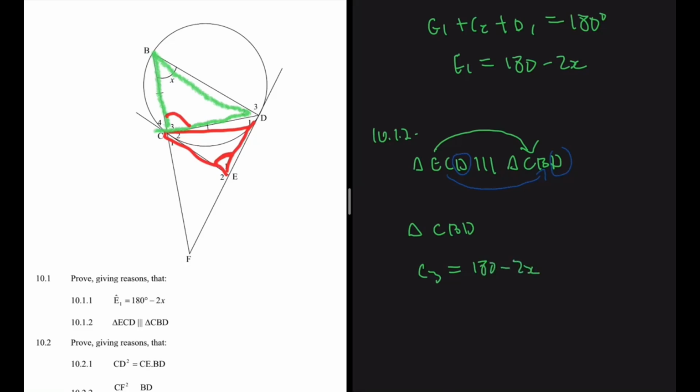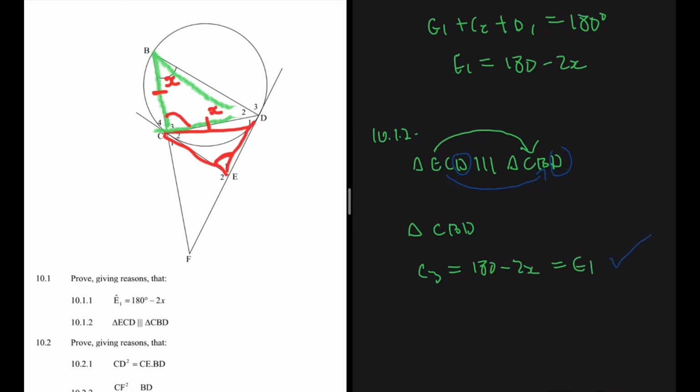Why am I saying 180 minus 2x? Because B, we've already established that it is x, right? But this angle D2 here will also be x, because line CB is equal to line CD. So C3 will be 180 minus x minus x. So we have proved that C3 is equal to E1. Now we can move to the following angles.